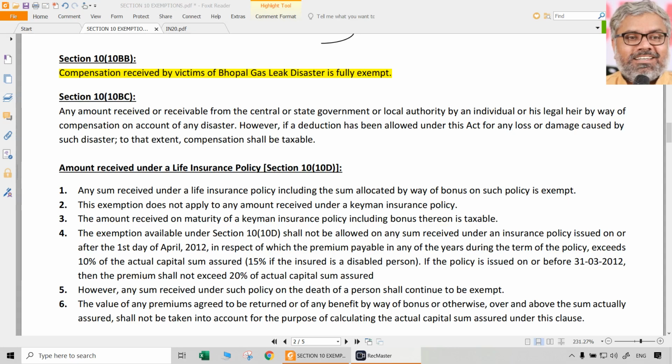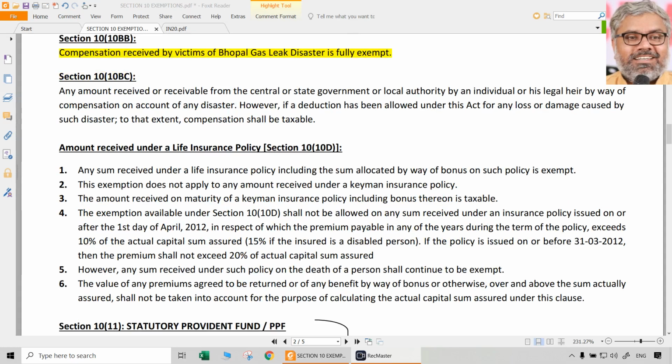So that was one of the worst possible industrial accidents in the history of India, and definitely a very tragic incident. And the government naturally would have awarded some compensation. That company also would have paid some compensation to the victims. If that also were taxable, that would be completely inhumane. So naturally that is exempt. 10(10BB) exempts all the compensation received by the victims of the Bhopal gas leak disaster. So why only Bhopal? Let us have it for everybody.